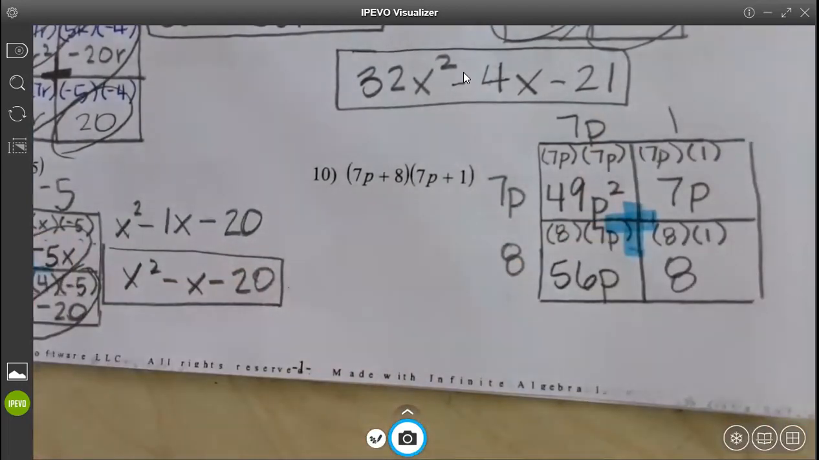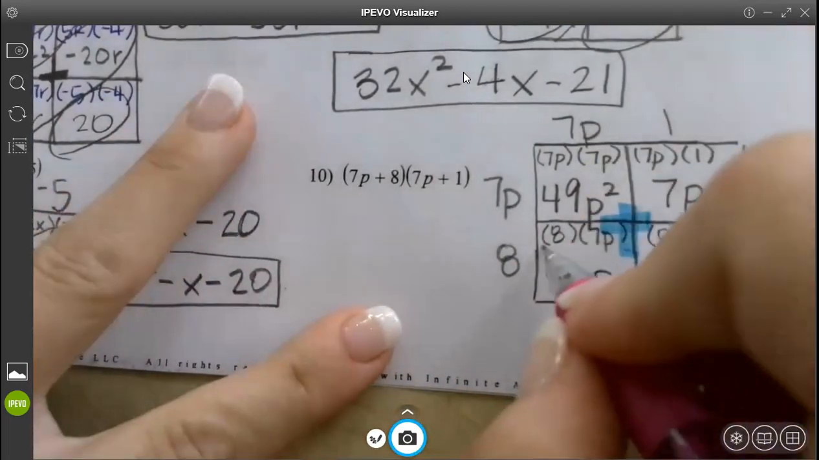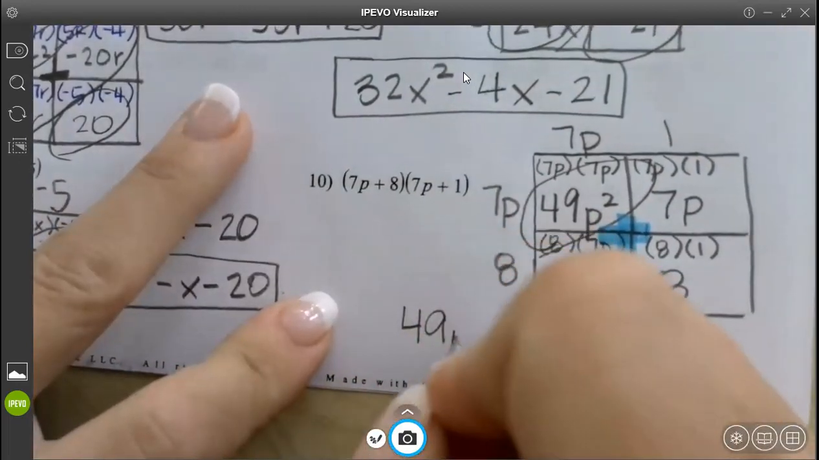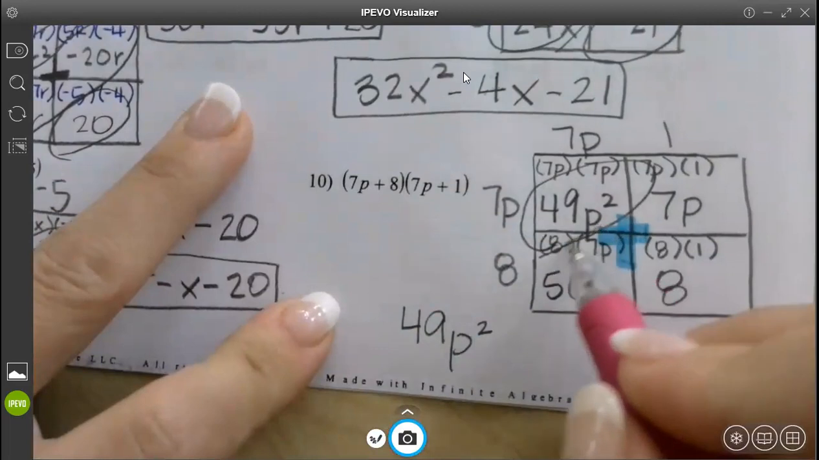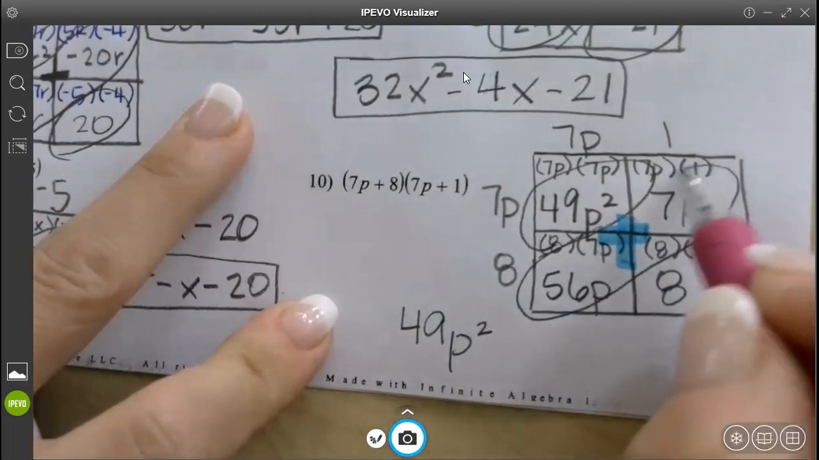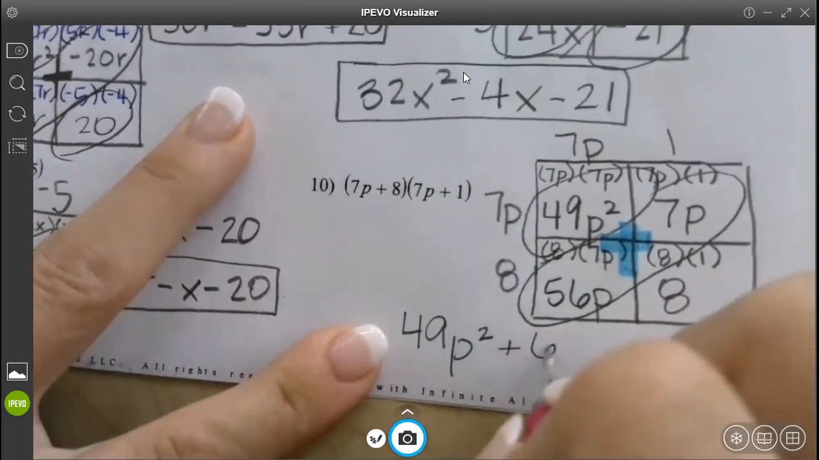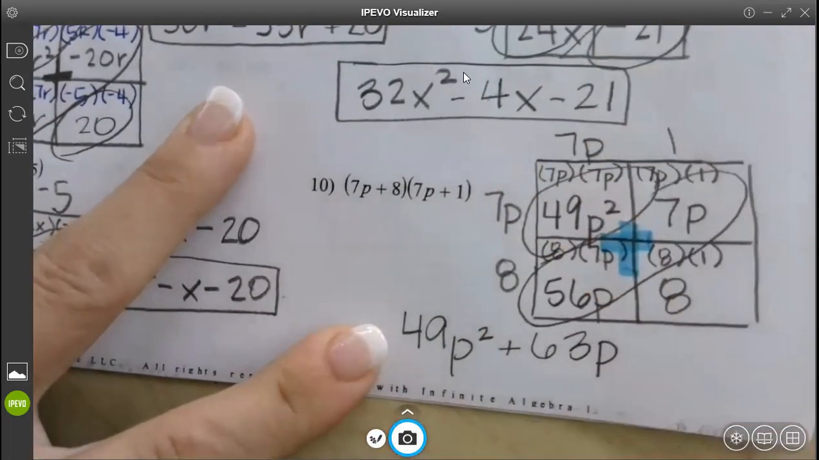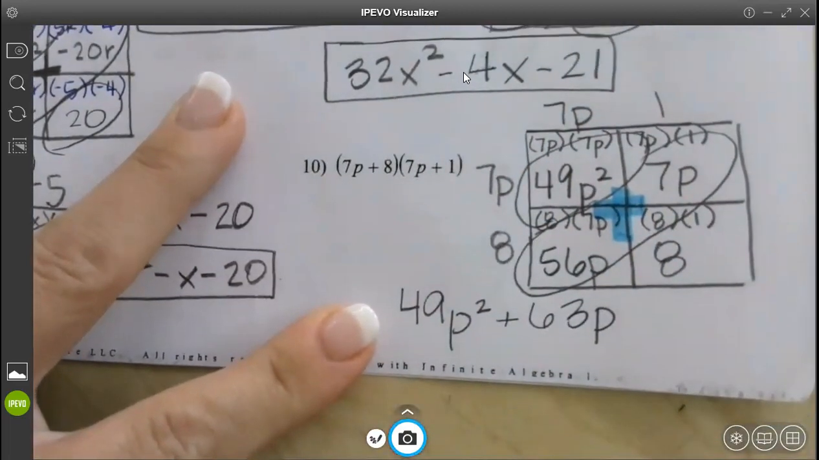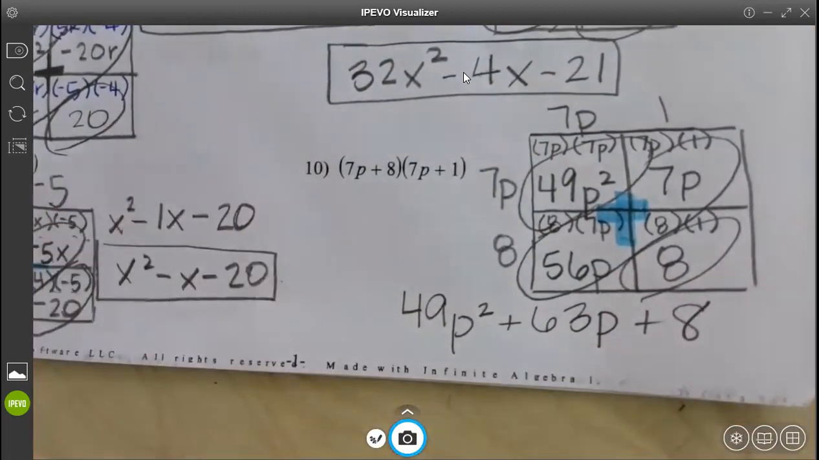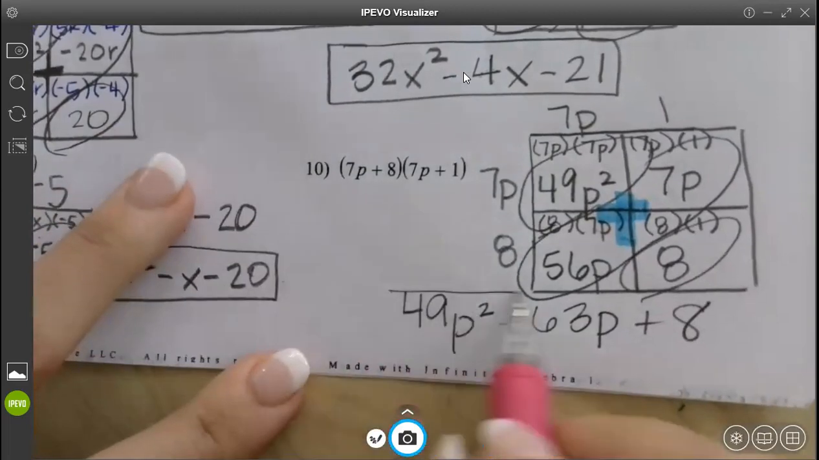Make sure that you add in the middle. So your first box is your first part of your answer, 49p squared. Add your next one, 56 plus 7 is 63, and keep that p with it. They both have 1 p. And then the last box is a positive 8. That is your final answer.